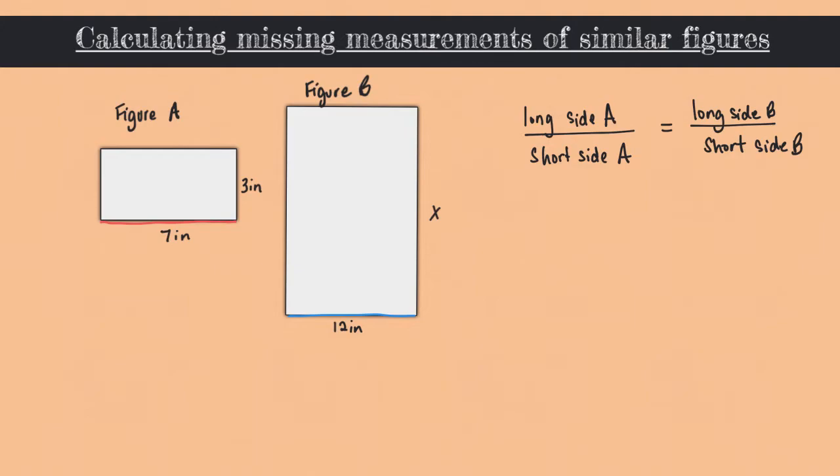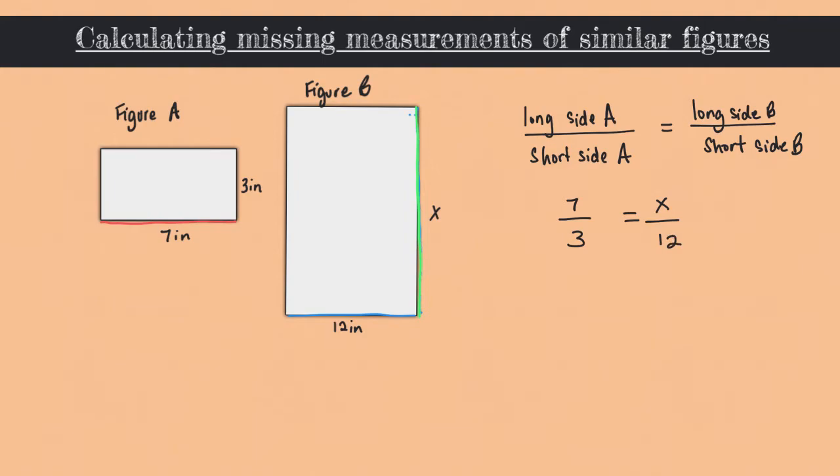So let's look at the long side of A. The long side of A is 7, and the short side of A is 3. That ratio must be equal to the long side of B. The long side of B is x, okay? And the short side of B is 12.